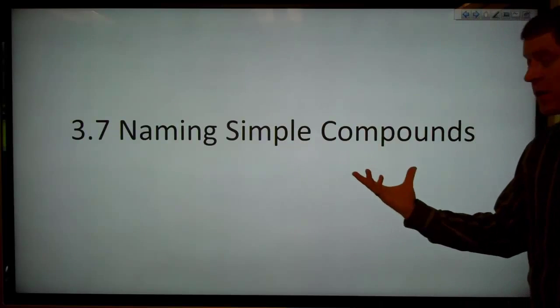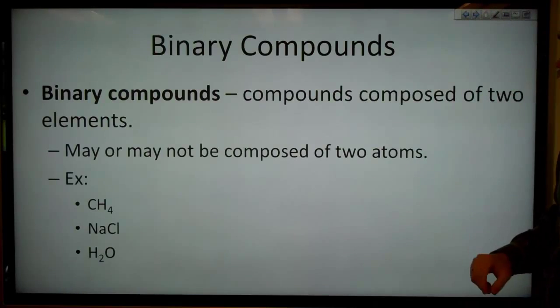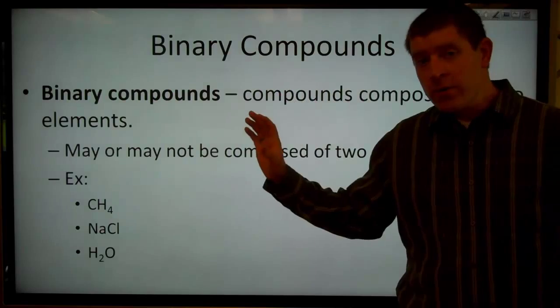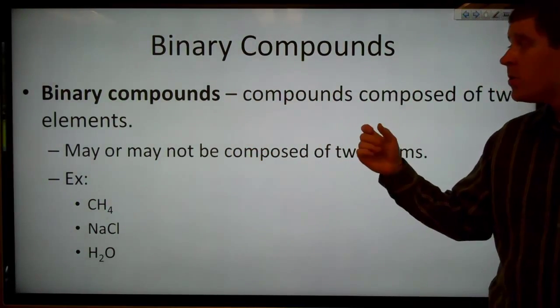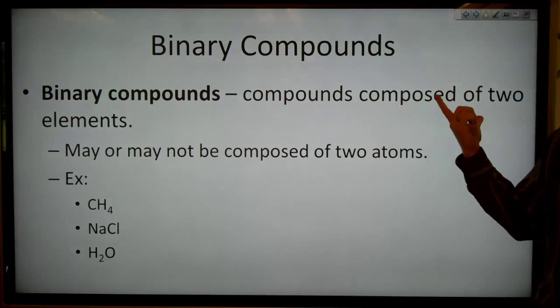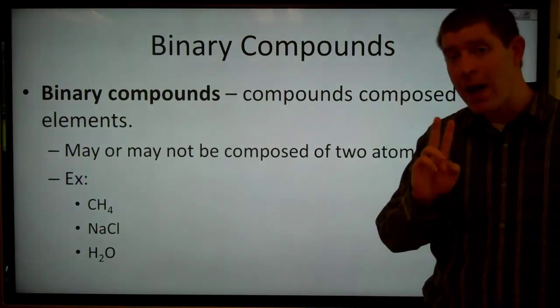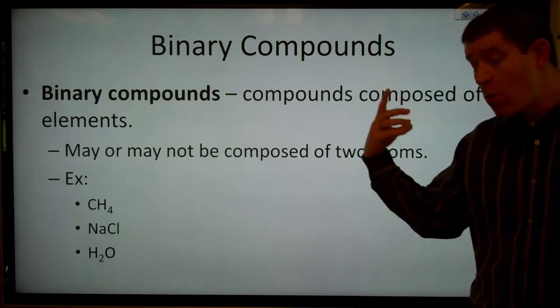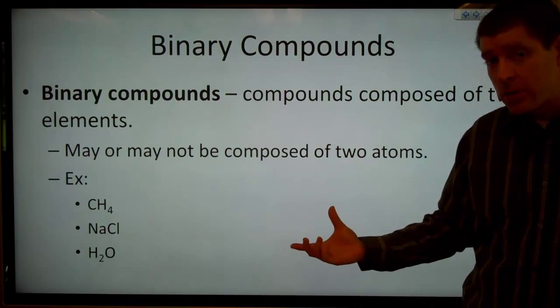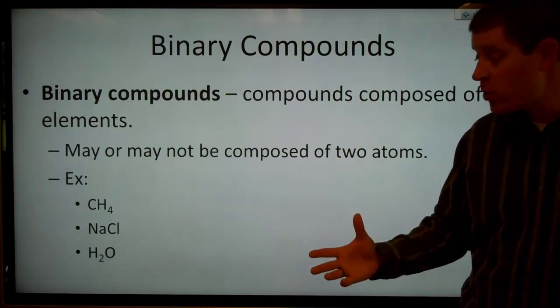Welcome to Naming Simple Compounds. So first we're going to look at binary compounds. Now bi means two, so binary compounds are composed of just two elements. Not necessarily two atoms, but two different elements. So they may be composed of more than two atoms, but of only two types.